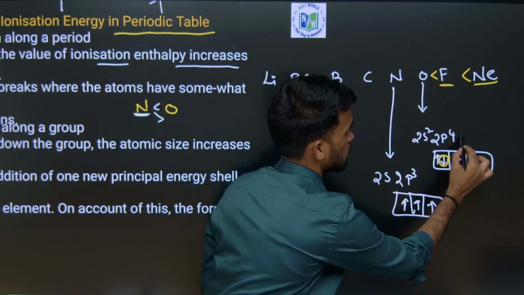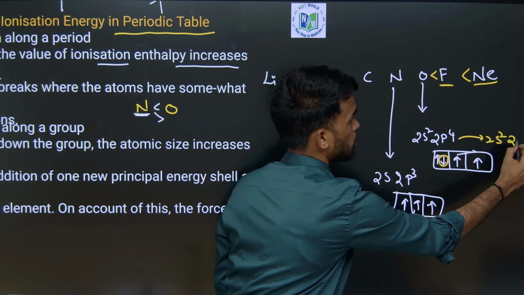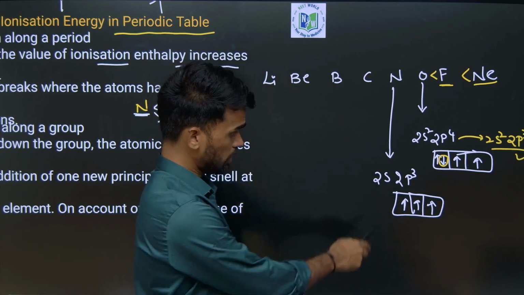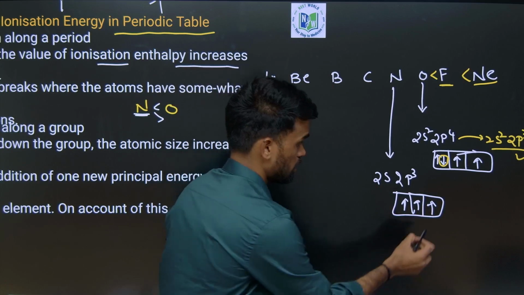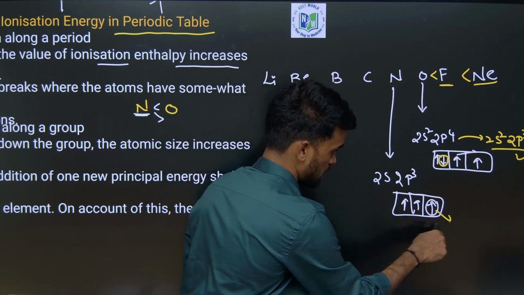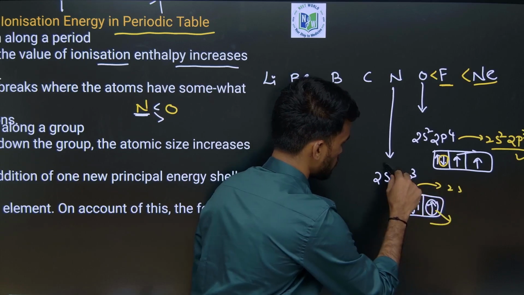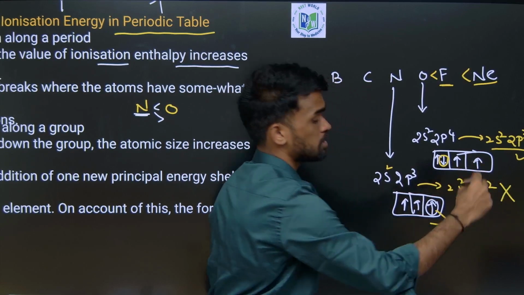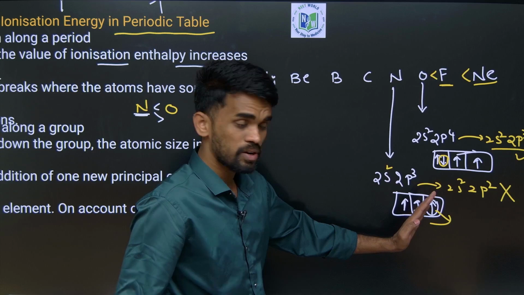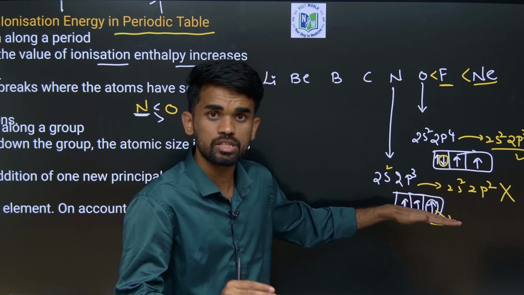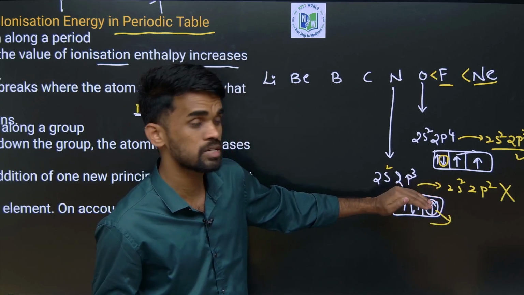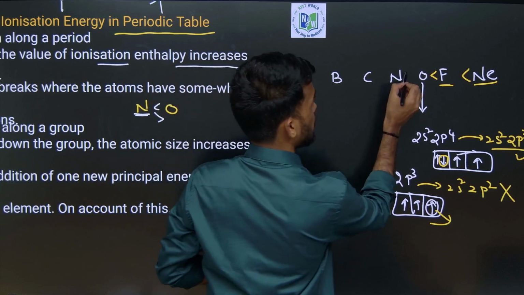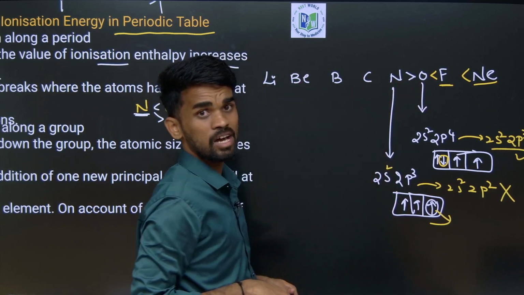It will become 2s2 2p3, which is a half filled configuration, which is stable. But if we remove from nitrogen, what happens? If I remove this electron, it will become 2s2 2p2, which is an unstable electronic configuration. It means from a stable half filled configuration, it is becoming less stable, which will require a high amount of energy. Therefore, nitrogen has more ionization energy than oxygen.